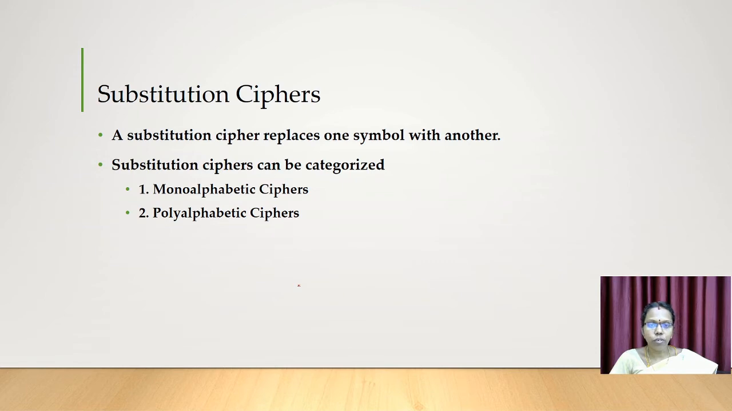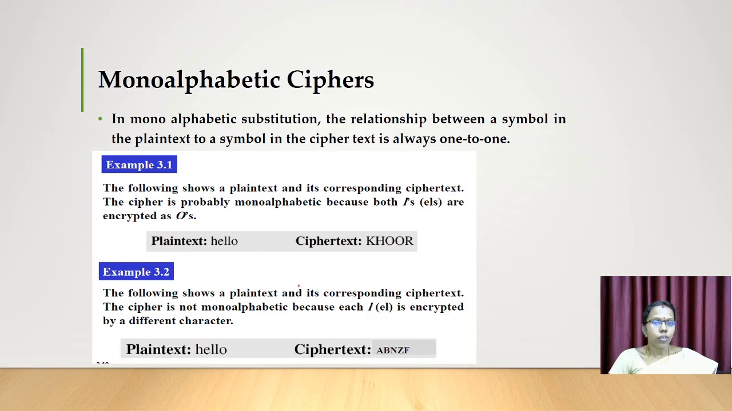The substitution cipher replaces one symbol with another symbol. The cipher can be categorized into monoalphabetic and polyalphabetic. In monoalphabetic substitution, the relationship between a symbol in the plain text and the symbol in the ciphertext is always a one-to-one mapping, so the mapping between the plain text and the ciphertext stays the same. Consider the example HELLO. The ciphertext is converted into KHOOR.